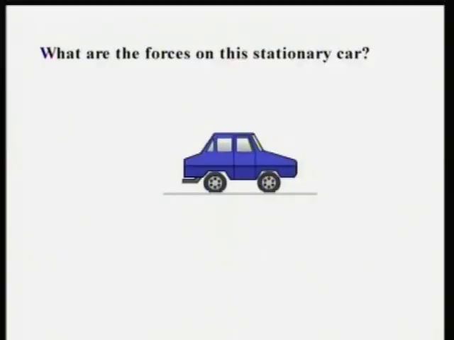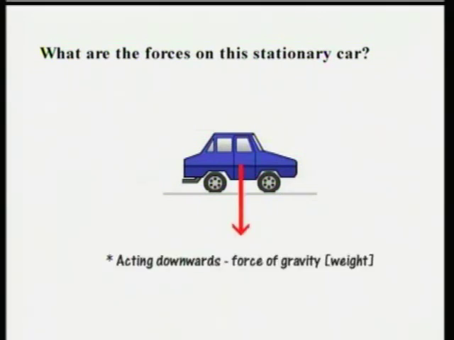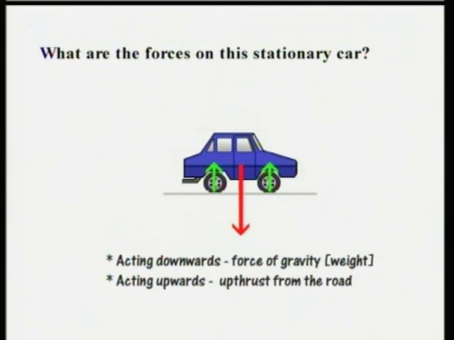What are the forces on this stationary car? There's the force of gravity acting downwards on the mass of the car, its weight, which is balanced by the upthrust force of the road surface on the car tyres, which pass through the car's suspension to hold up the mass of the car.